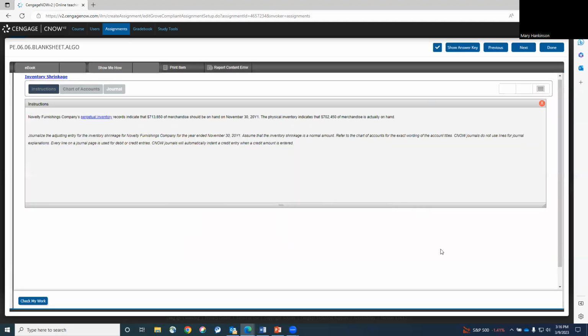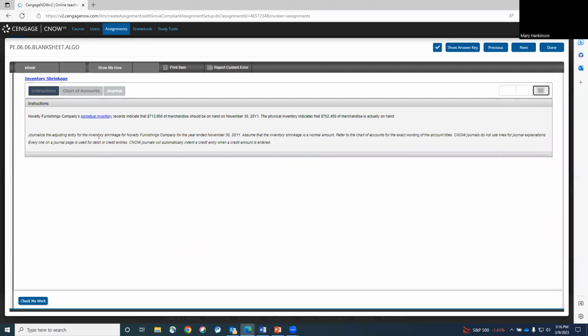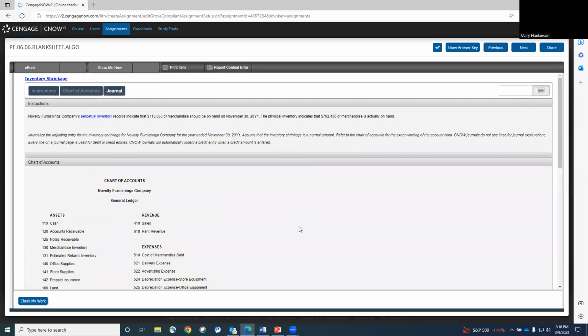All right, so let's move on to the next. This is an account talking about inventory shrinkage. It says Novelty Furnishings Company uses perpetual inventory records, which indicate that $713,650 of merchandise should be on hand November 30th. The physical inventory indicates that $702,450 of merchandise is actually on hand. So it wants us to journalize the adjusting entry of the inventory shrinkage.